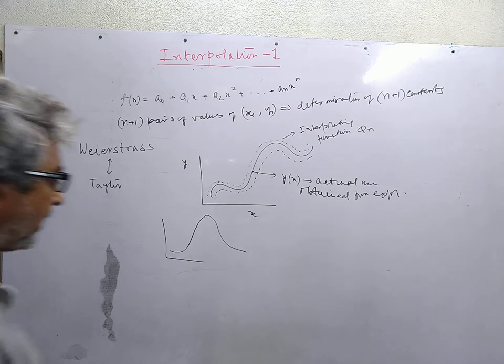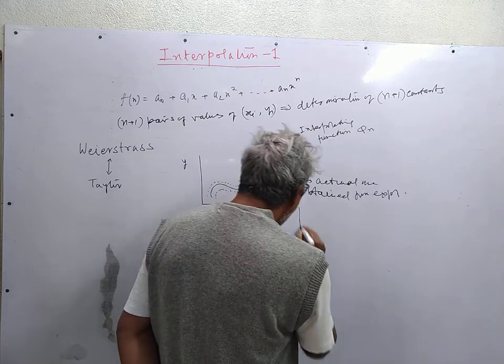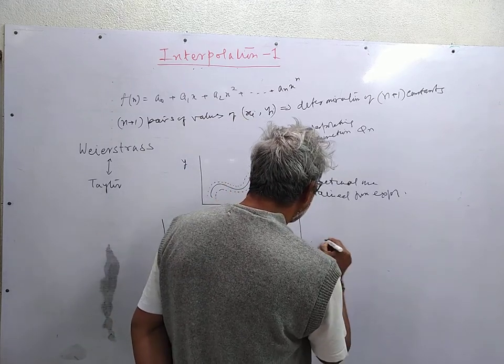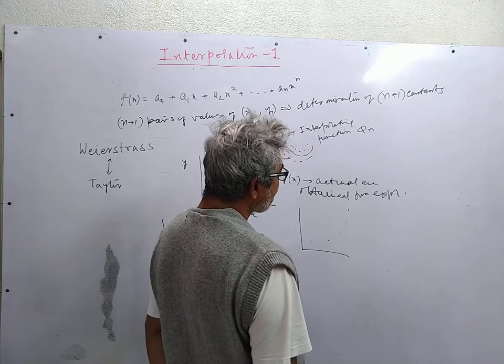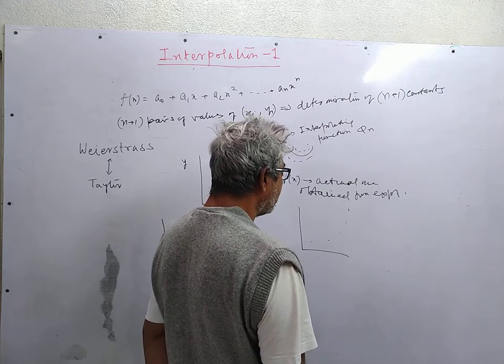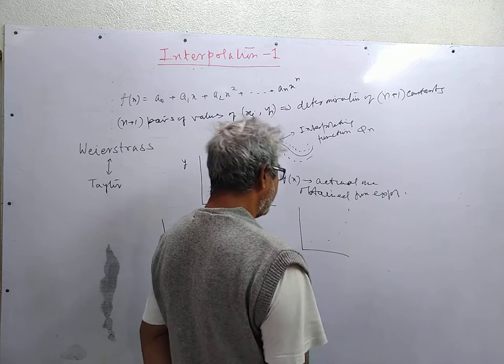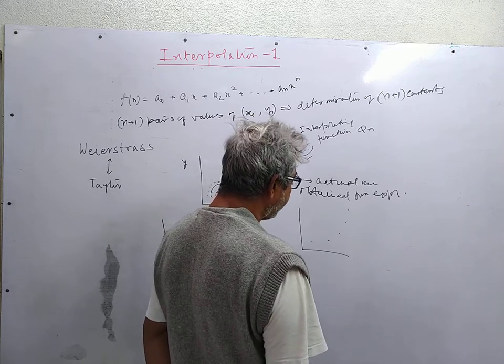We are considering another example. Say we have data like this, experimental data, and we are provided with only two pairs of data.